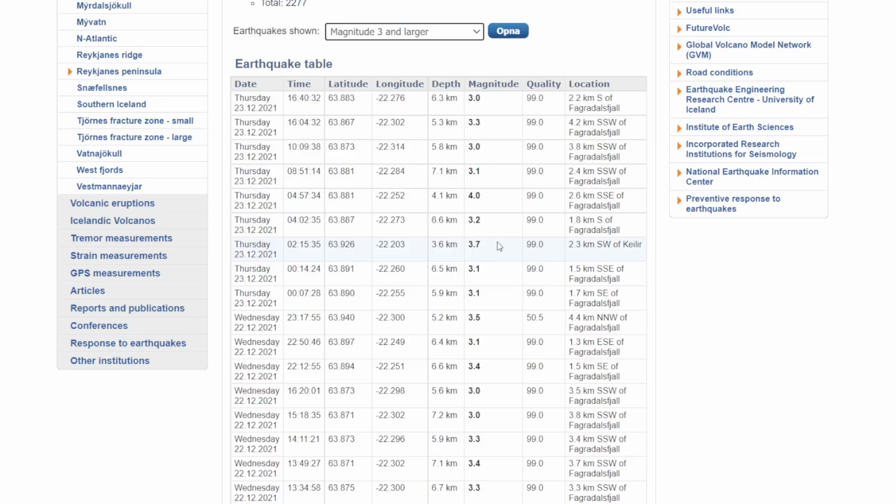So yeah, that's it. Same old in Iceland, I guess. It's earthquakes and potential eruptions day to day. So that's it, and I'll post more tomorrow if there's more updates, and who knows, maybe the next video I post will be talking about an eruption.